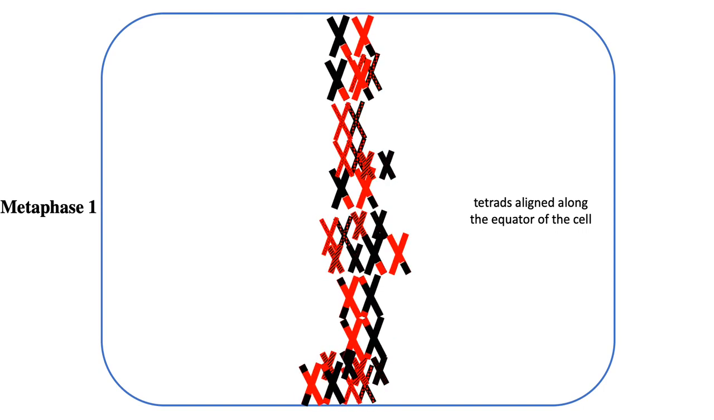So now have a look at metaphase 1. What happens in metaphase 1? The tetrads will align along the equator of the cell. You might know that there are threads of proteins called spindle fibers that will attach themselves to the chromosomes, and the spindle fibers will pull the tetrads to the equator, or to the middle line of the cell.